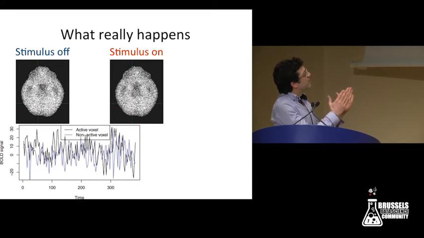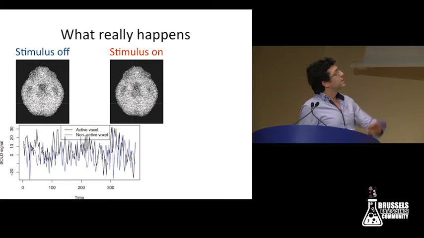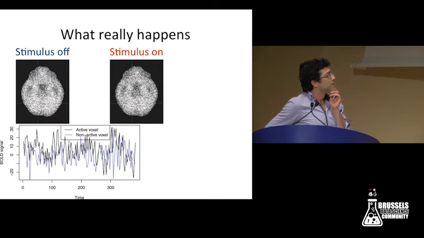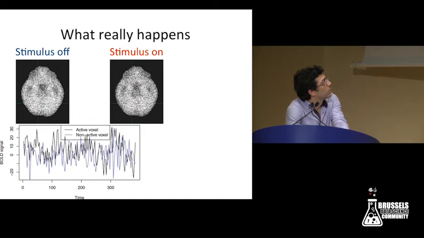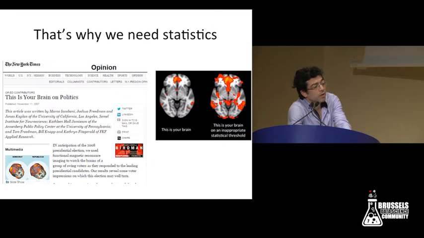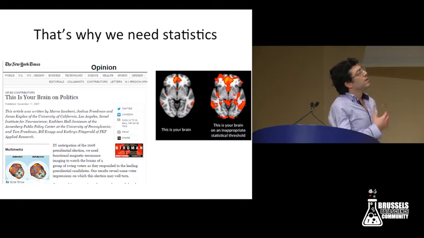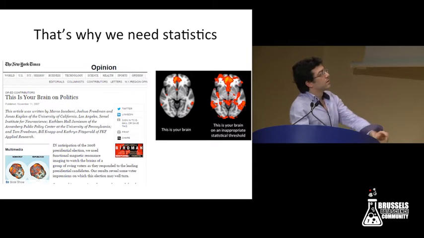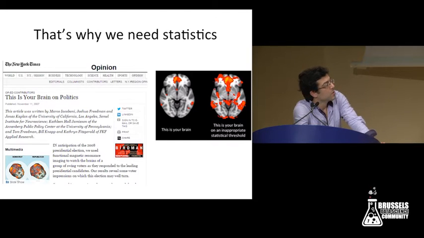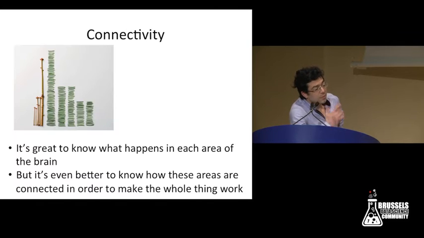Activated and non-activated areas indeed look the same. That's why we need statistics, and we need good statistics. Otherwise, what we observe in our blobs will not be a sign of real brain activity, but just a sign of poor statistics. So this is the first application of statistics and big data.